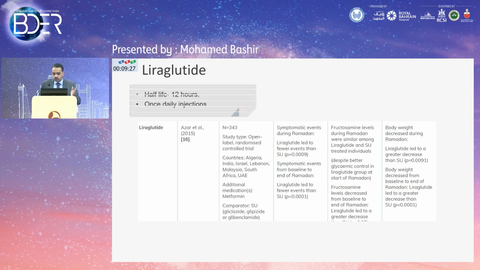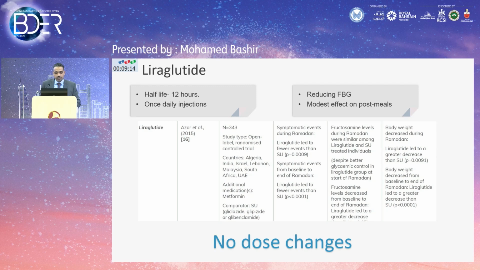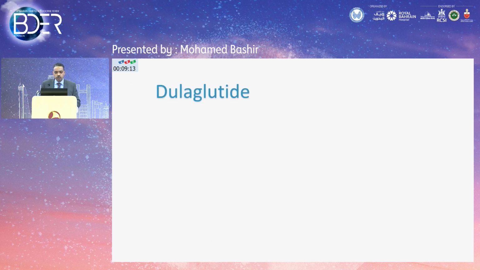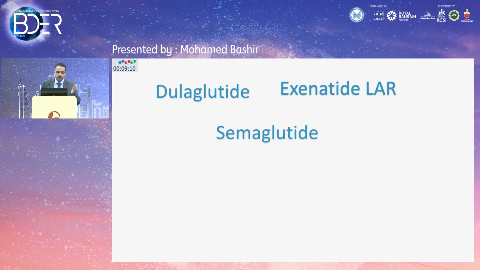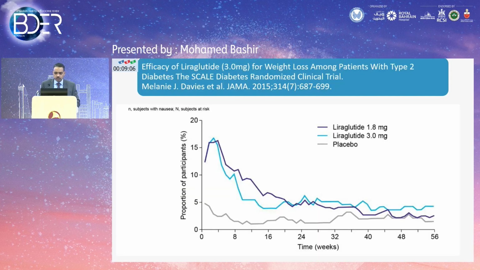Liraglutide, there was a randomized trial which was quite powered that showed a low risk of hypoglycemia, comparing it to sulfonylureas, more or less. But the hypoglycemia rate is quite low, so the recommendation is no dose changes. We don't expect any of these problems with dulaglutide and the rest of them, and there are no recommendations for dose changes. However, that's what I would like.